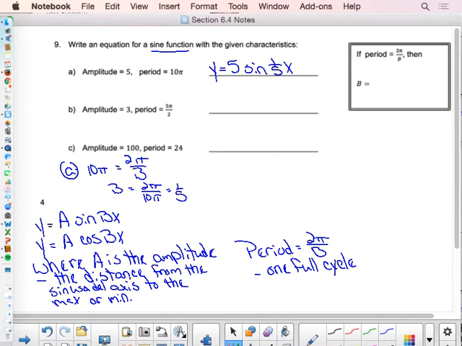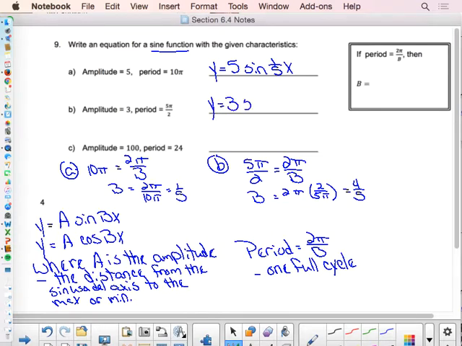For b, we're given the amplitude is 3, and we're given the period is 5 pi over 2. That's equal to 2 pi over b. So b is equal to 2 pi times 2 over 5 pi, which is 4/5. So now we have our value of b, we have our amplitude, we're looking for the sine curve. y is equal to 3 sine 4/5 x.